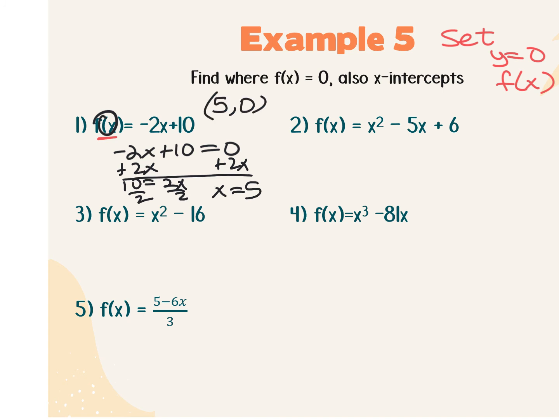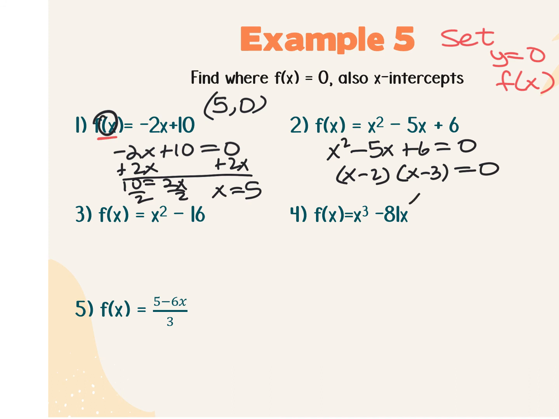Over here I have to factor this one. So really what I'm solving here is x squared minus 5x plus 6 equals 0. I'm going to find the factors of 6 that give me negative 5. So negative 2 and negative 3.